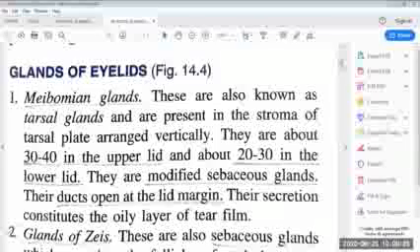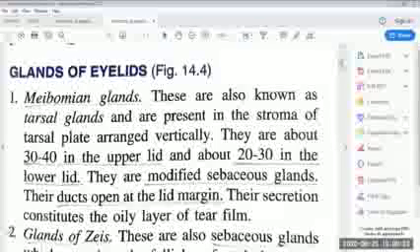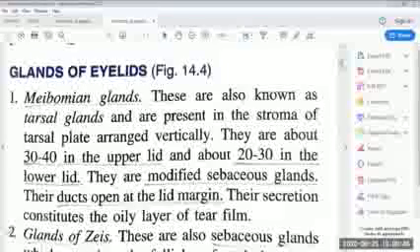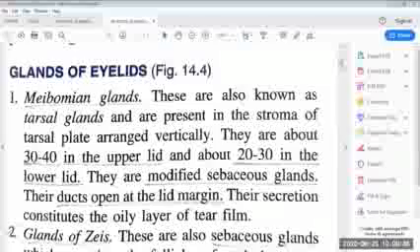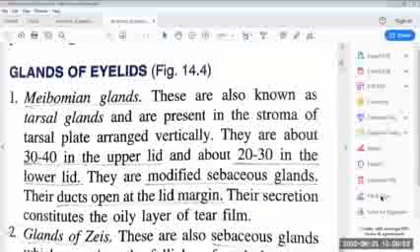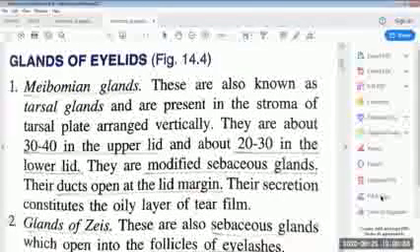They are comparatively more in number in the upper eyelid. They are 30 to 40 in the upper eyelid, whereas a little bit lesser in number, 20 to 30 in the lower eyelid. They are the modified sebaceous glands, and their ducts open at the lid margin, and their secretion constitutes the oily layer of tear film.